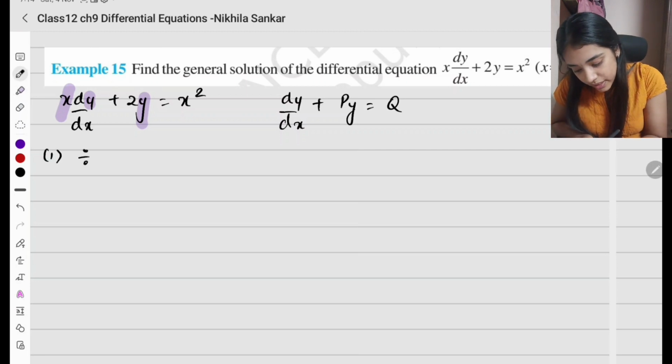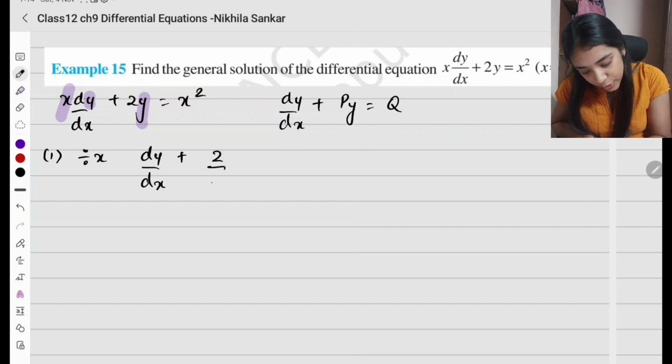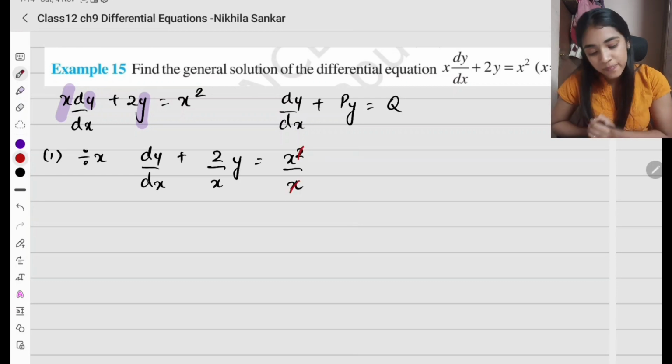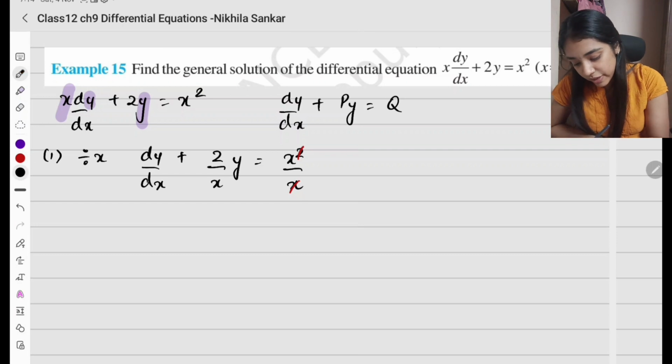So first step, dividing by x. I'm going to have dy by dx plus 2 by x times y equals x square divided by x. So one x and the x square cancel, and I'll be left with x. So what is my final form here?